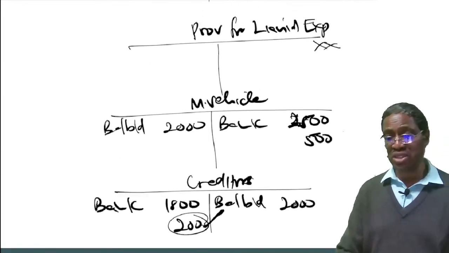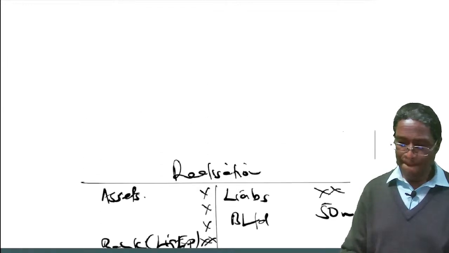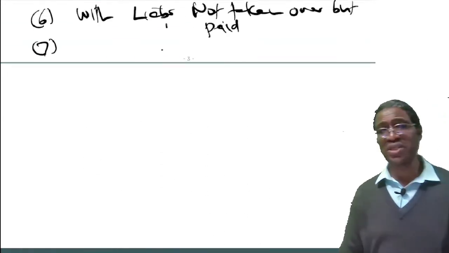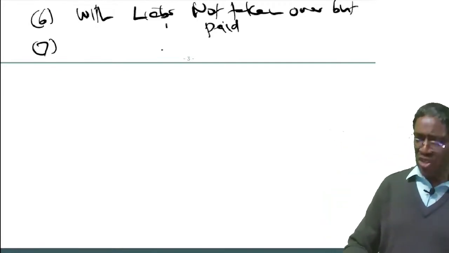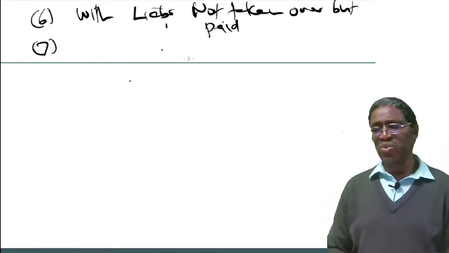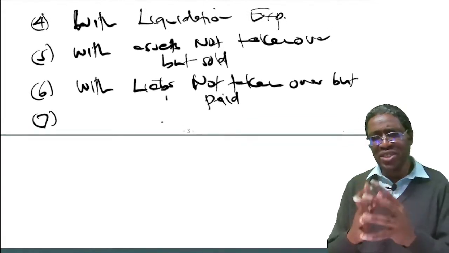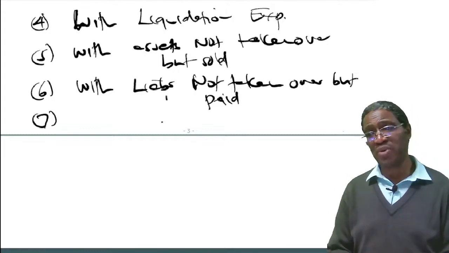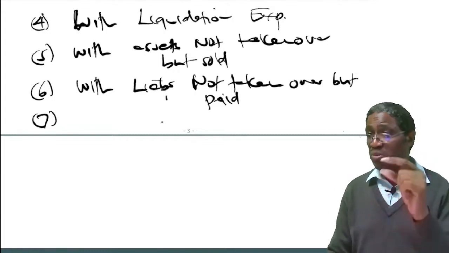Let me go to number 7 now. Another point, listen to this. Number 7. I told you when I began that we are liquidating company A. And whenever a company is liquidated, all the stakeholders of that company should be paid what is due to them.